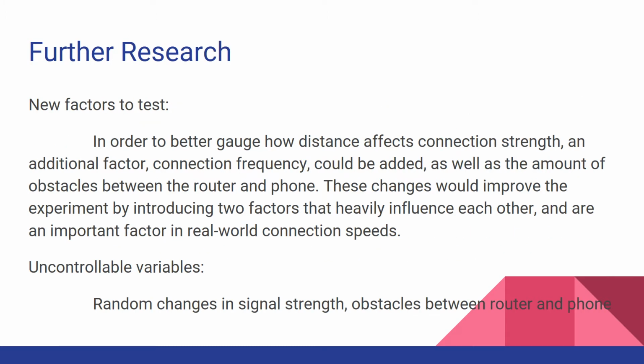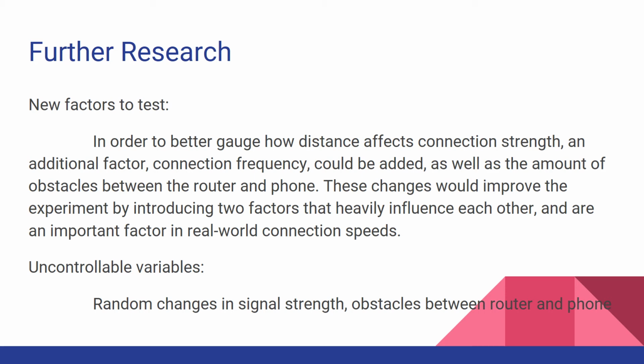To improve our experiment, we could add 2 additional factors. We could add connection frequency and obstacles between the router and the phone. These 2 factors together heavily influence each other, since more obstacles in between the router and your phone would give a poor connection frequency, and less obstacles in between your router and phone would give a higher connection frequency. These are very important for real-world connection speeds.